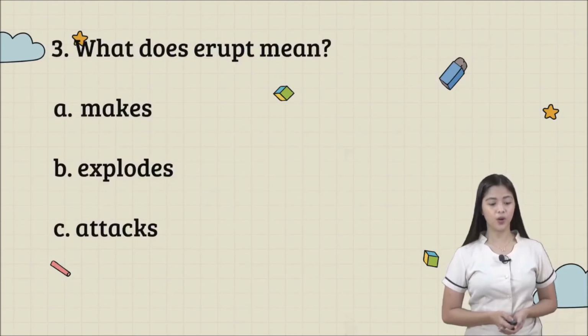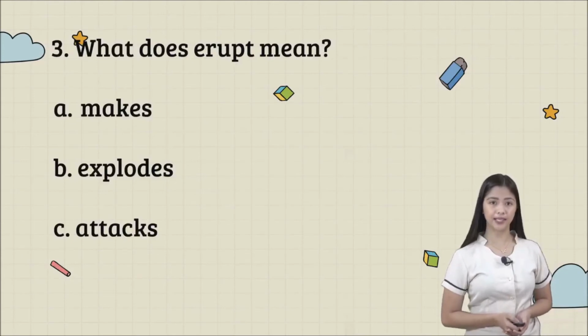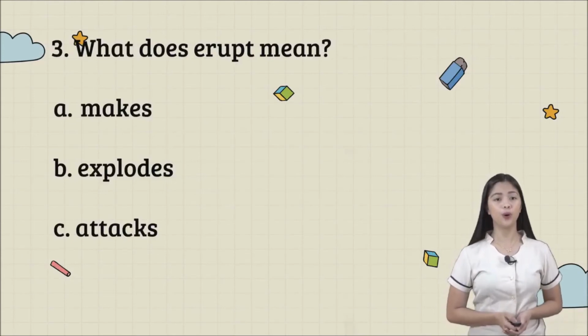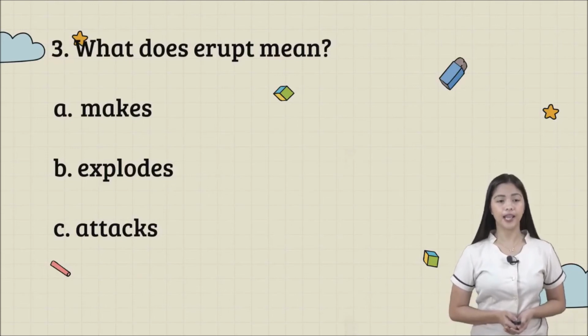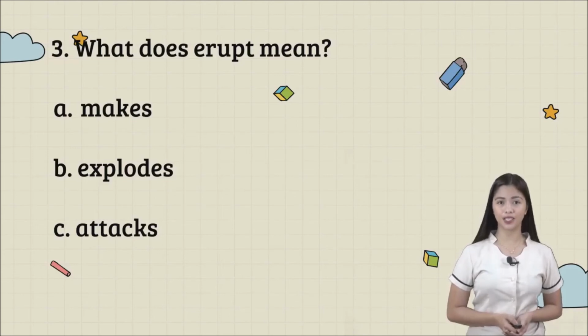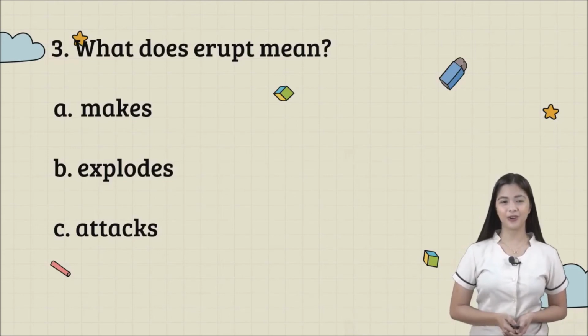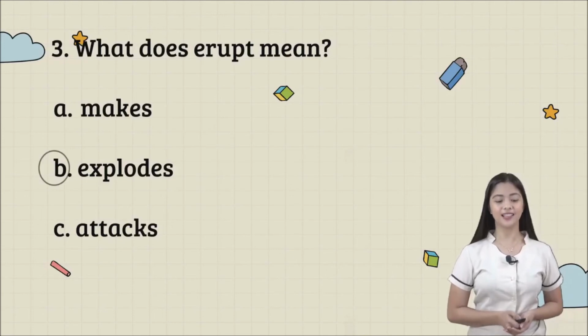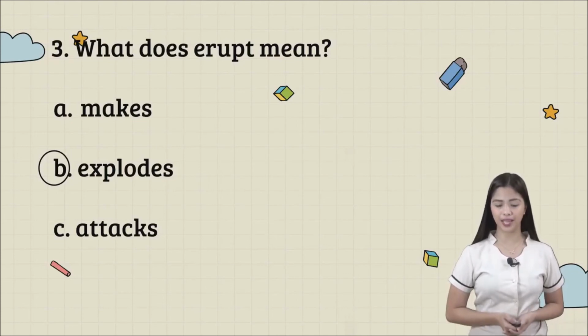Number 3, what does erupt mean? A. Makes. B. Explodes. Or C. Attacks. What is your answer? Very good. The answer is letter B, explode. Again, kids, erupt means explode, okay?